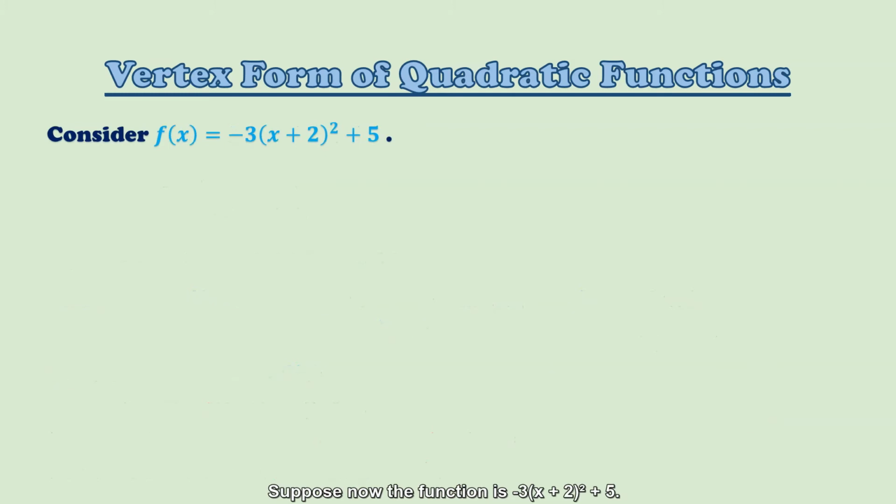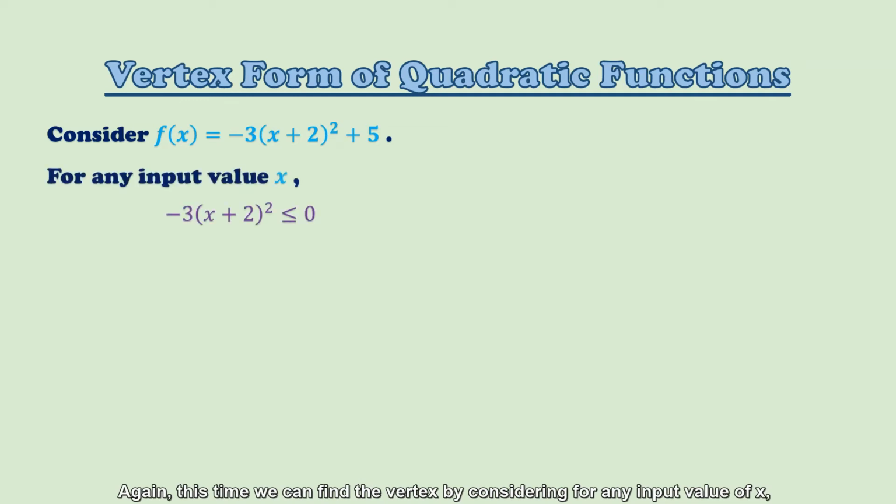Suppose now the function is minus 3 times (x plus 2) squared plus 5. Again, this time we can find the vertex by considering that for any input value of x, this part, minus 3 times (x plus 2) squared, has to be smaller than or equal to 0. We can have this result because (x plus 2) squared is always positive or 0, it cannot be negative, and when this number is multiplied by minus 3, the whole thing has to be non-positive, that means it can either be negative or 0.